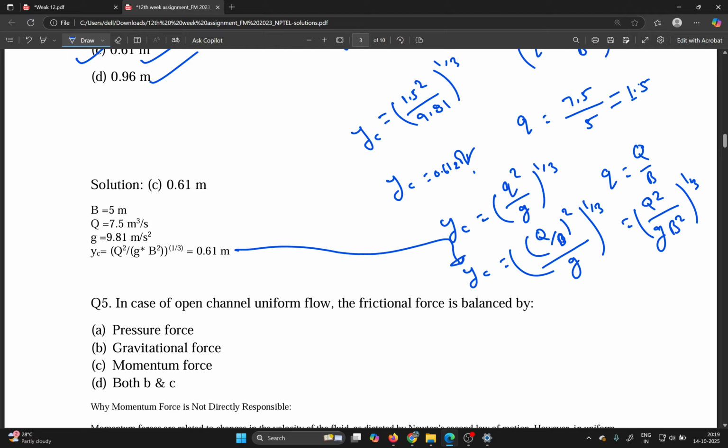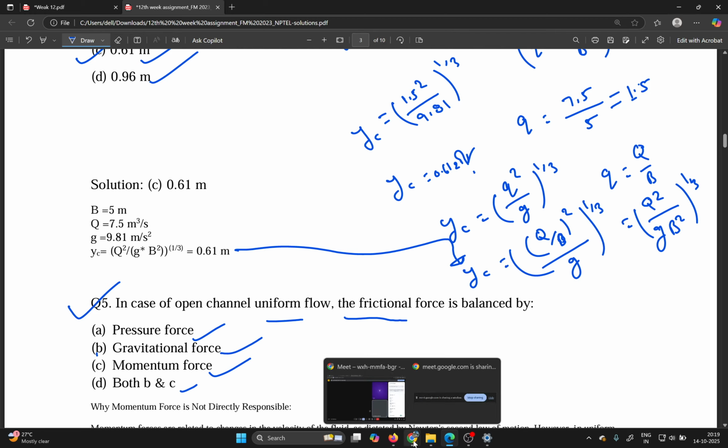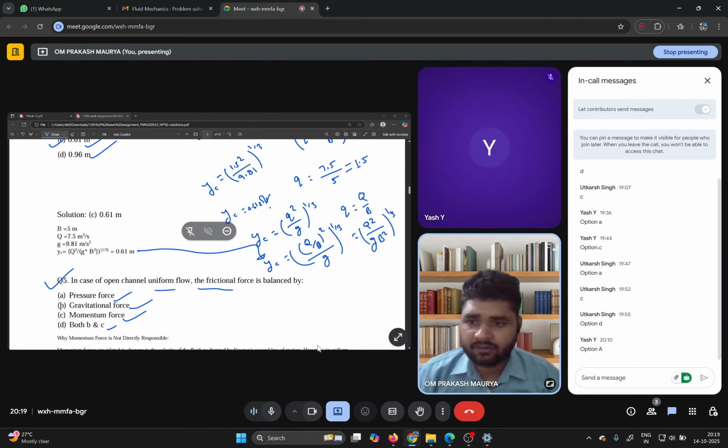The next question is: in case of open channel uniform flow, the frictional force is balanced by: A, pressure force; B, gravitational force; C, momentum force; D, both B and C. So within 2 minutes, please try to write your answer in the chat box for question number 5.